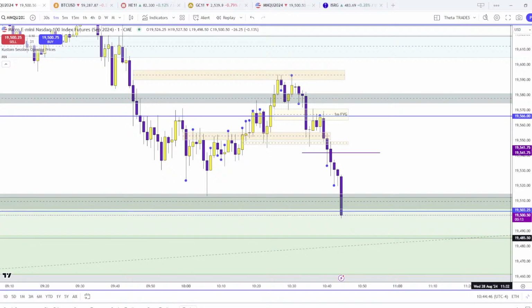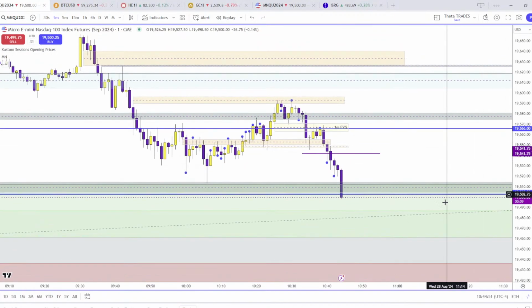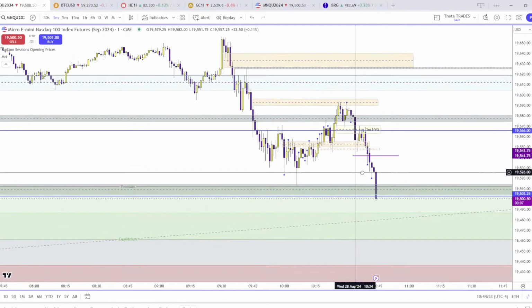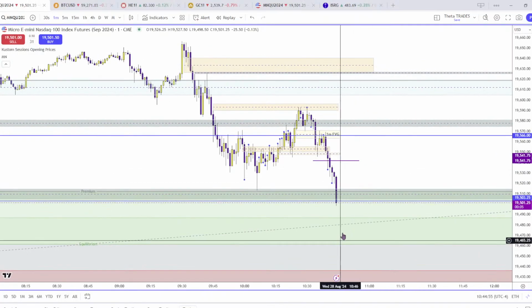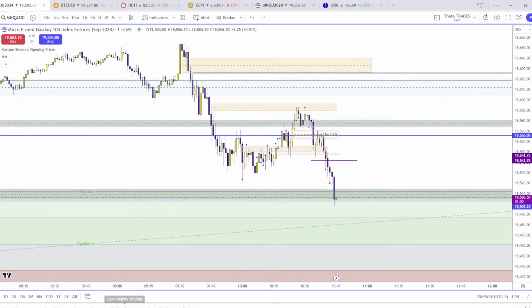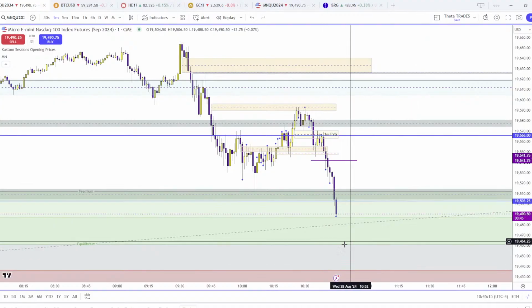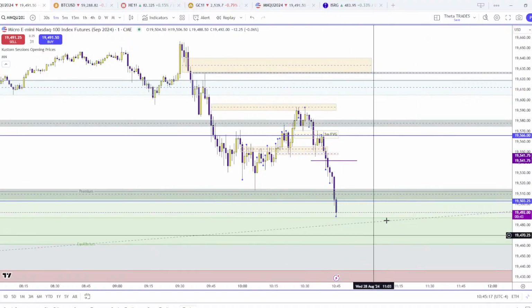So now we're looking to dig into this. I've got this level right here, right? This is the 50% of the wick on the hourly. Look for that. That's 25%.